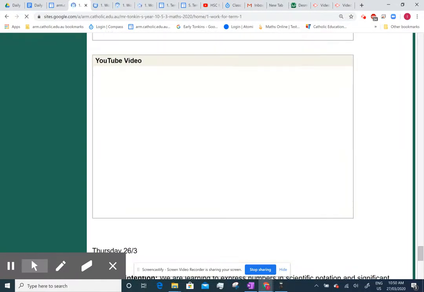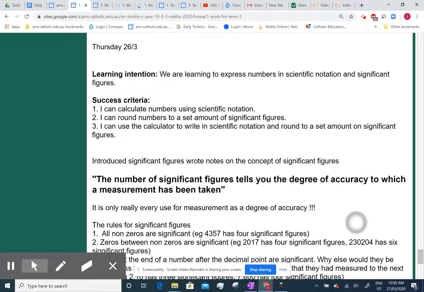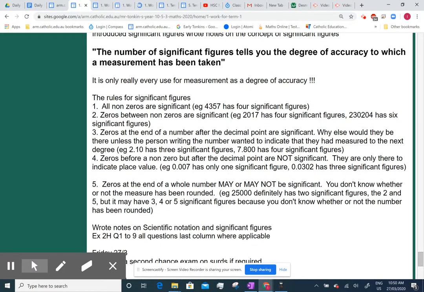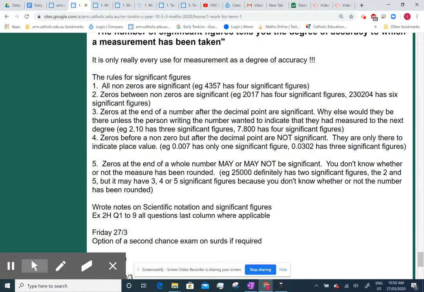Revising index laws. You can see I've got some YouTube videos up there. So, significant figures. You can read this. We've written the notes on the board. The number of significant figures tells you the degree of accuracy to which the measurement has been taken. It's only really ever used for measurement. Now, there are basically 5 rules for significant figures. And with significant figures, all you've got to worry really about is the zeros. Are the zeros significant? Because all other numbers are significant.